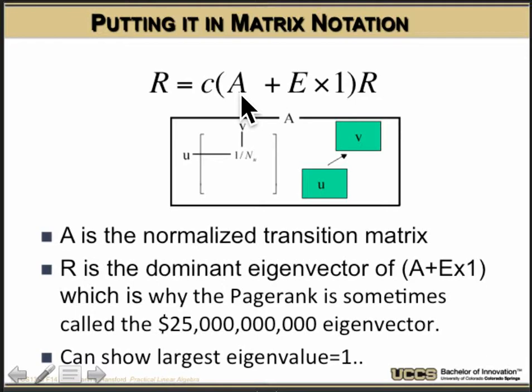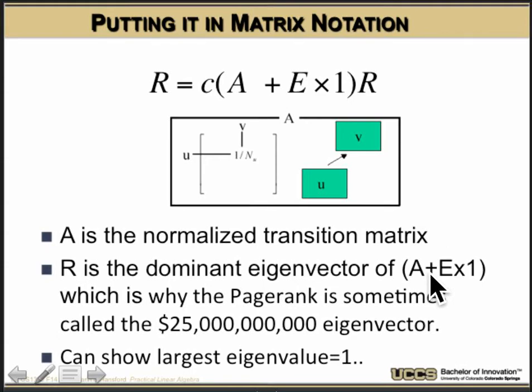Well, if you think of this as a matrix, this looks like something where R depends on R. If I rearrange these terms, you'll see that this is an eigenvector equation. And you can actually show that for this structure, because A is a transition matrix without the weights, the largest eigenvalue is 1. So R turns out to be the dominant eigenvector of A plus E times 1, right?